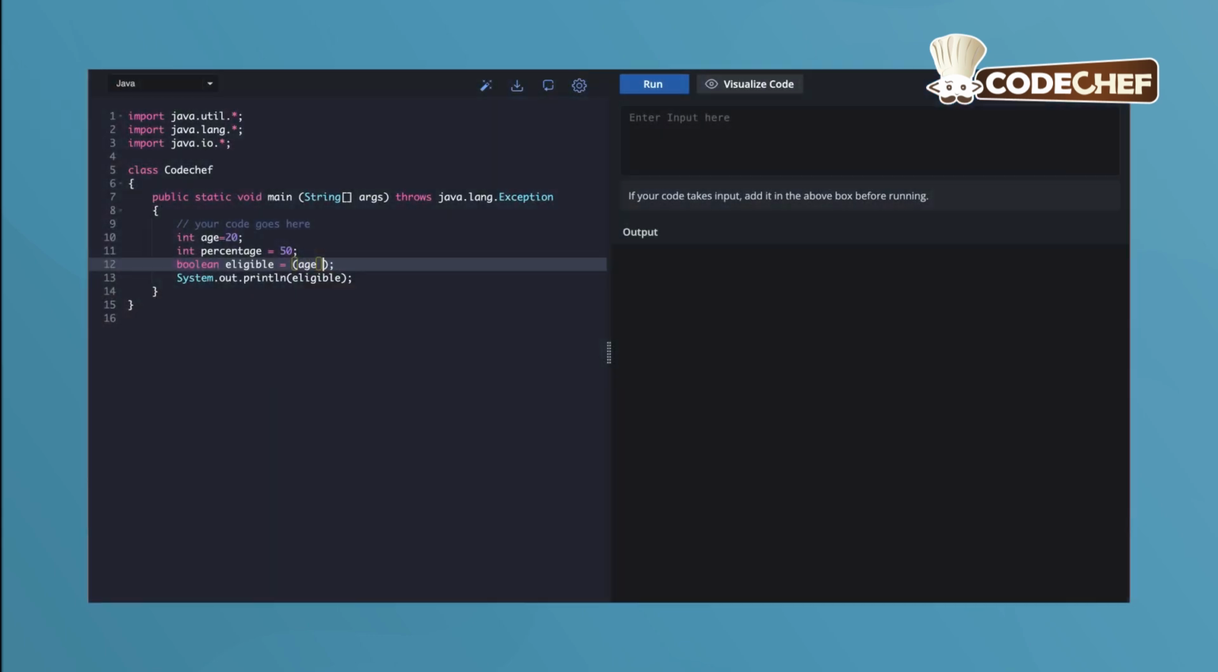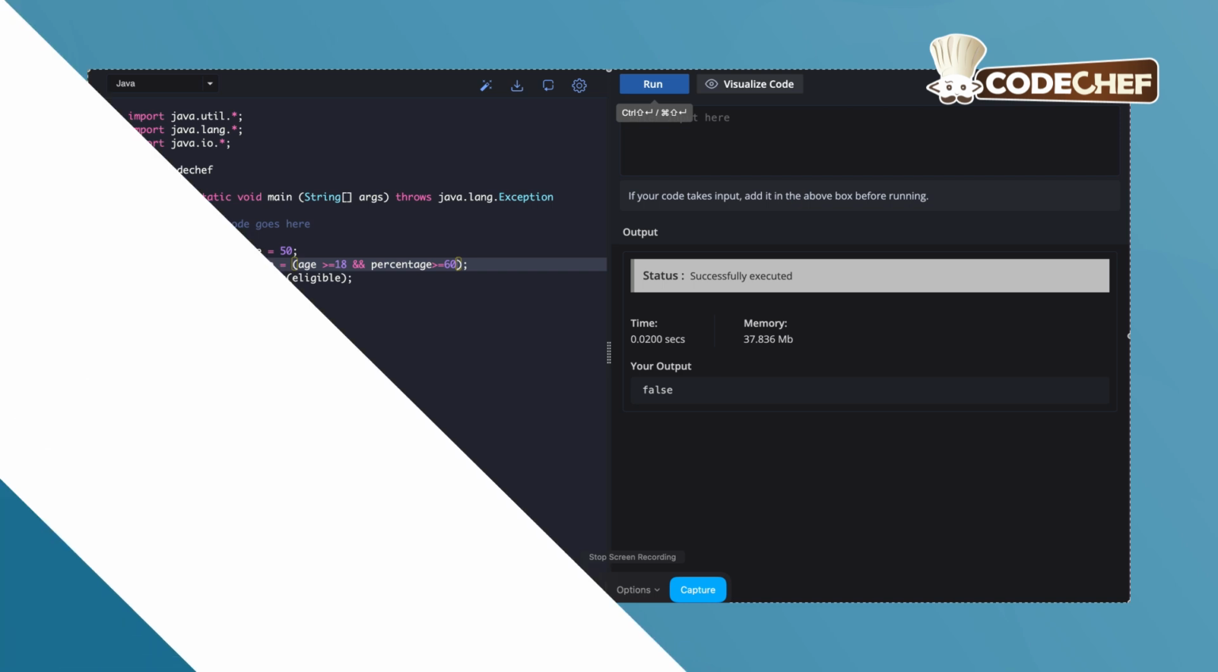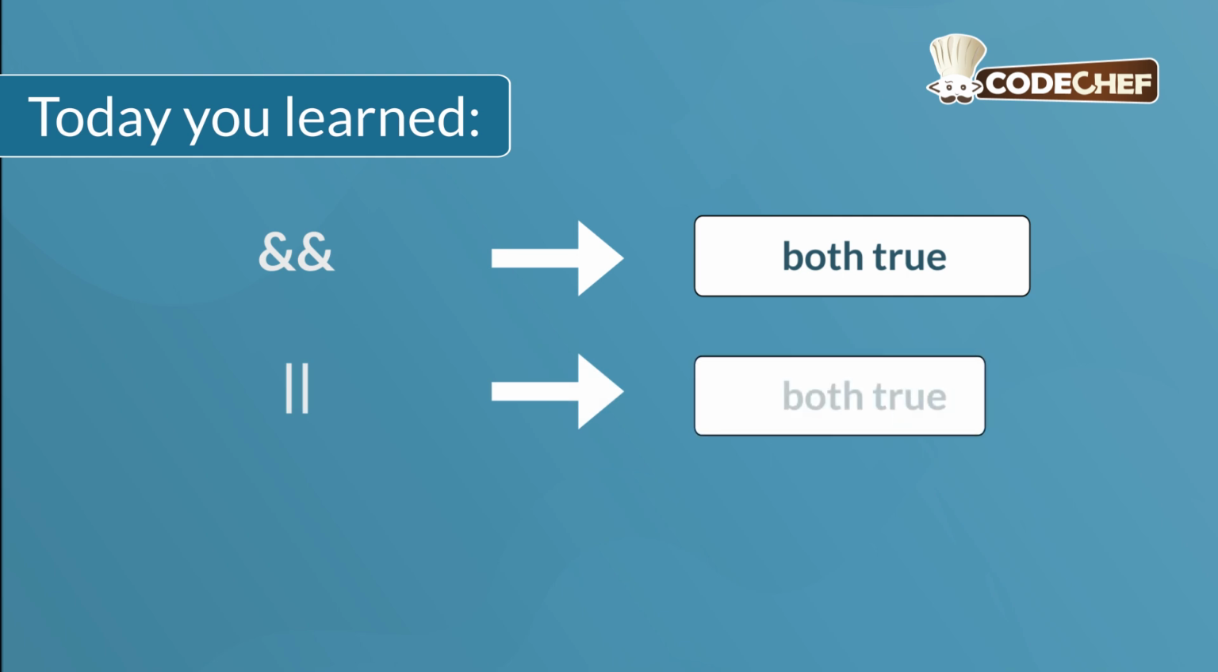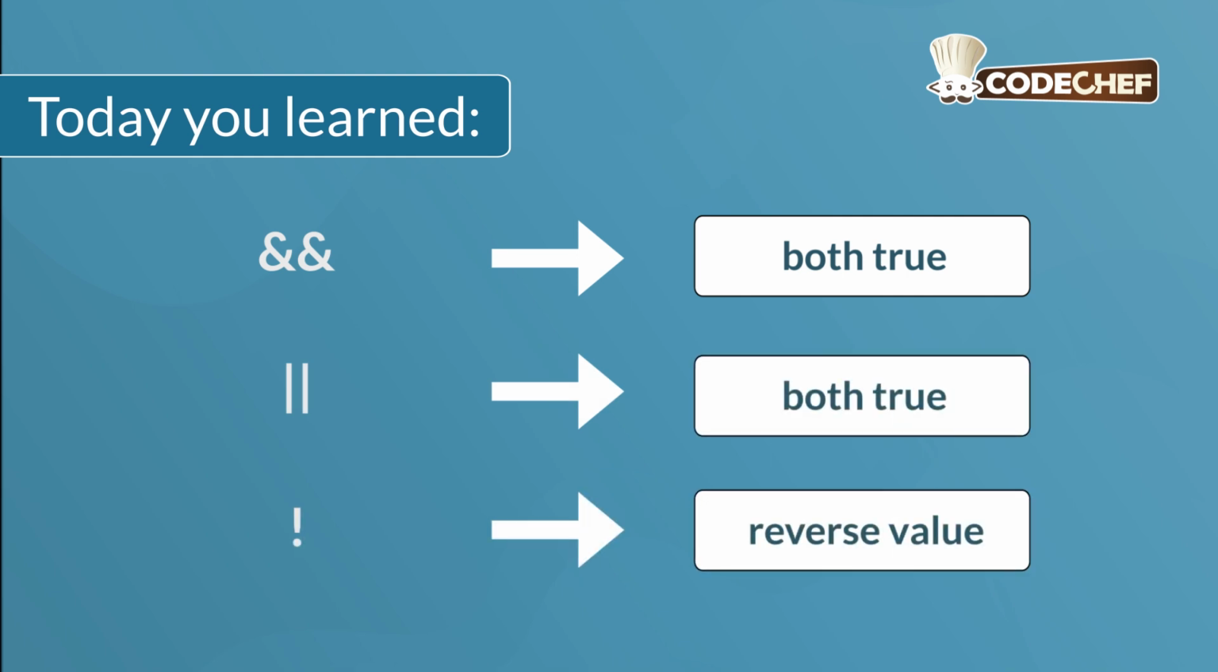Now it's your turn. Try the CodeChef problem Admission Eligibility, where you'll check if a student passes based on marks or sports quota. Today you learned that logical operators help combine or invert conditions. AND, OR, and NOT return true or false. And they're the backbone of decision-making in Java.